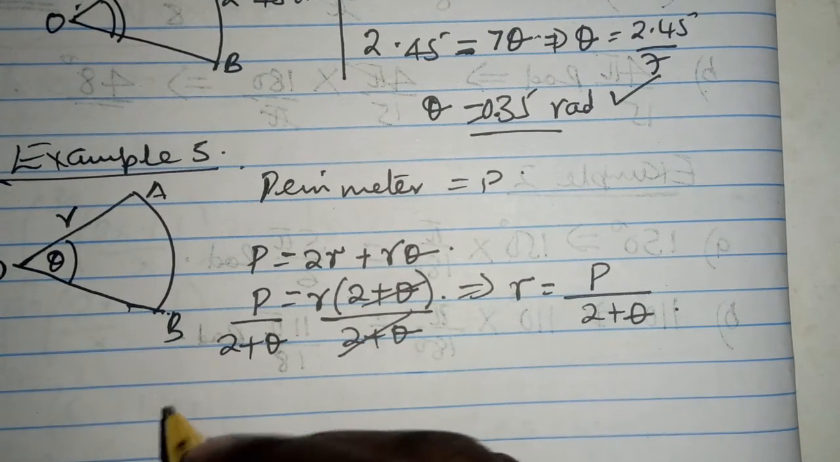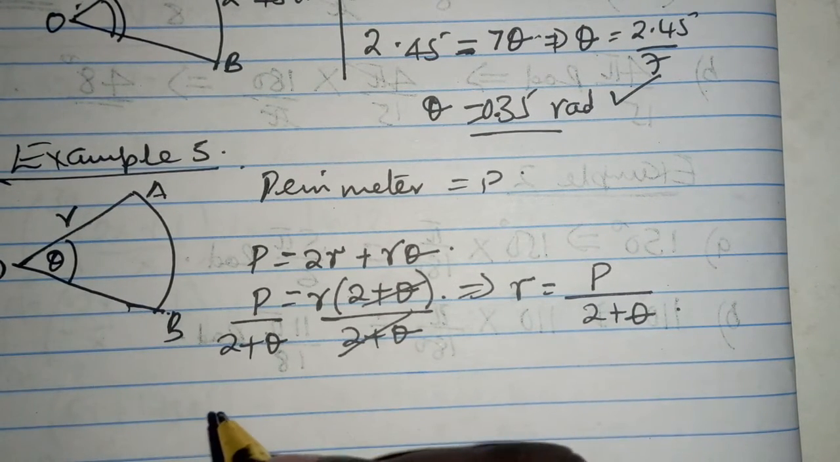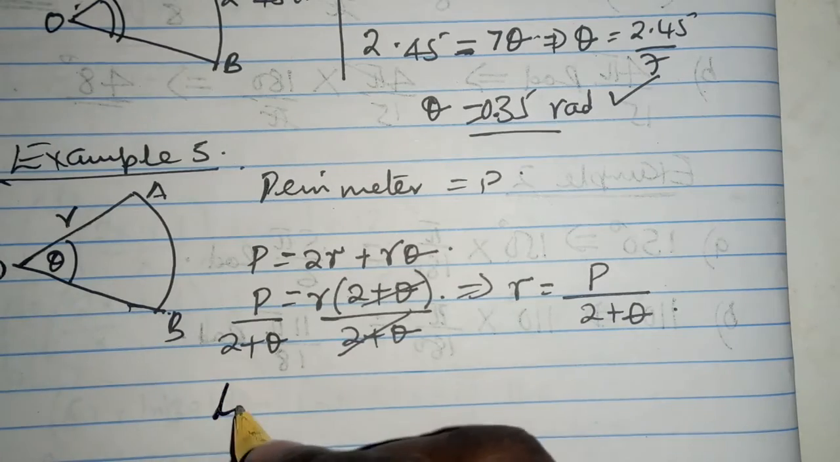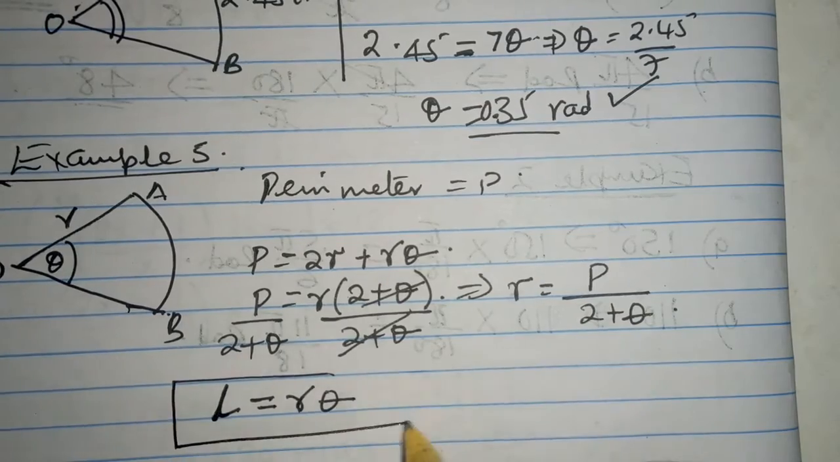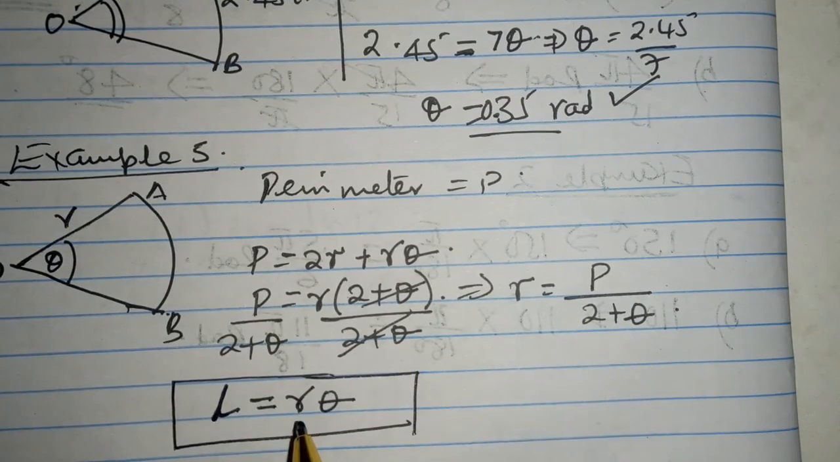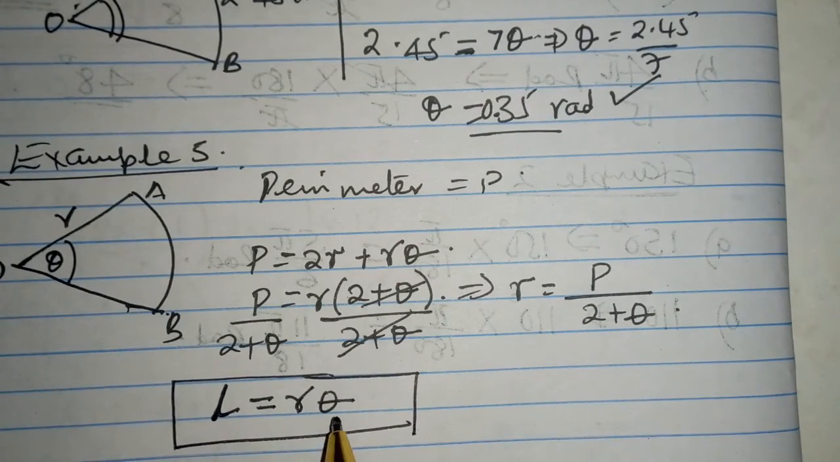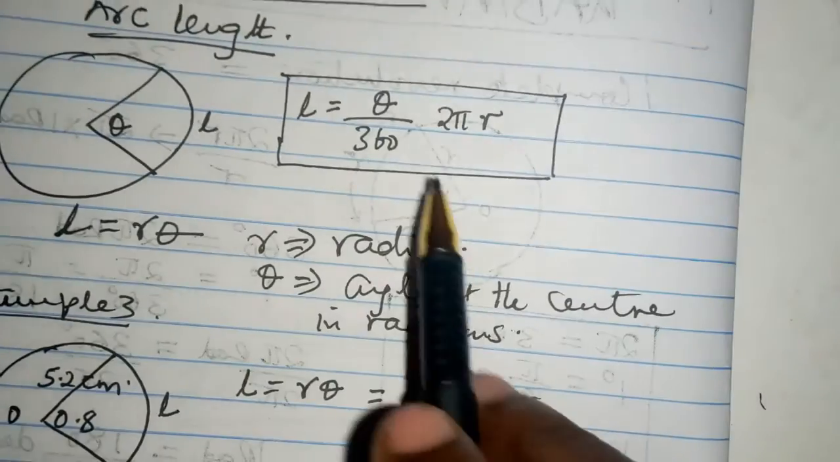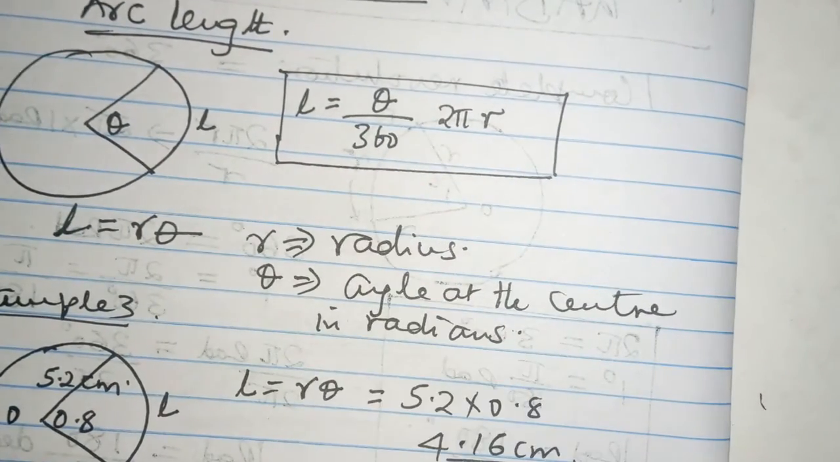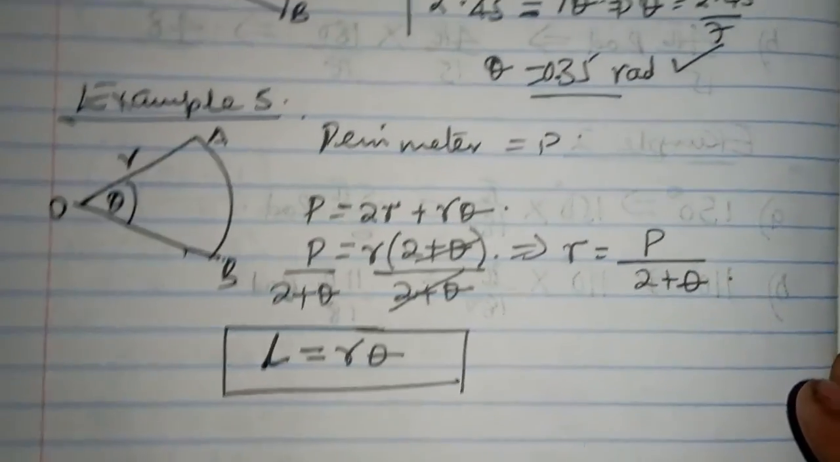But finally, in a nutshell, what we need to remember is that the arc length L is given by r theta, where L is the arc length, r is the radius of the circle, and theta is the angle at the center in radians. That is the key point: in radians. Otherwise, if you are to use degrees, this is not the formula. We must go back to what we know originally, which is a bit complicated. This is much easier, and that's where we are.